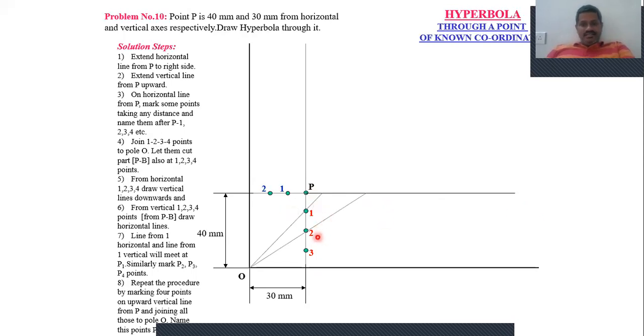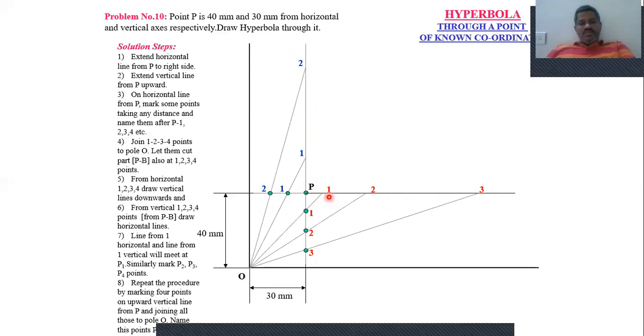The constraint here is that the line must pass through these points, and up to here we have to draw. So I am projecting these points on the horizontal axis. Similarly here also, from O and from this point 1, extend up to this vertical line like this. Then from O, that line must pass through point 2 and extend up to this vertical extended line of point P like this. Now you will name all these points: 1, 2, 3, and similarly this will become your 1 and this will become your 2.